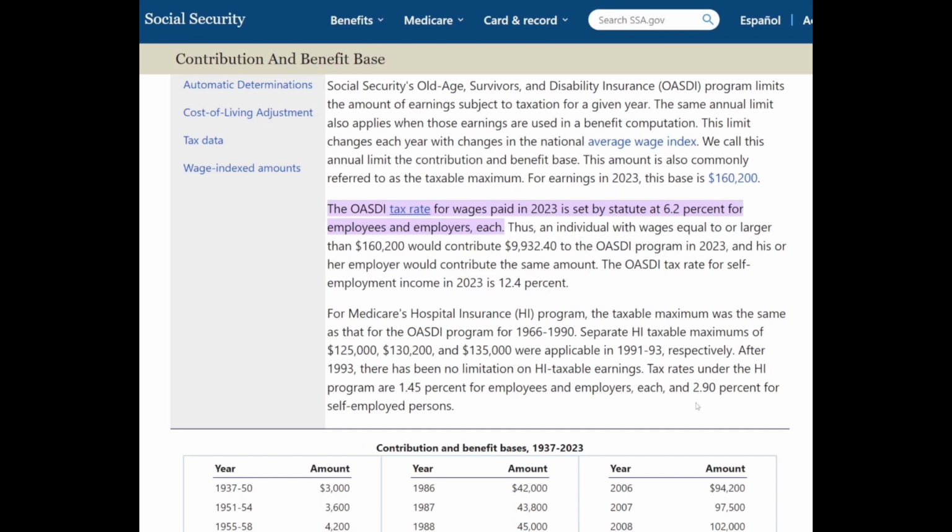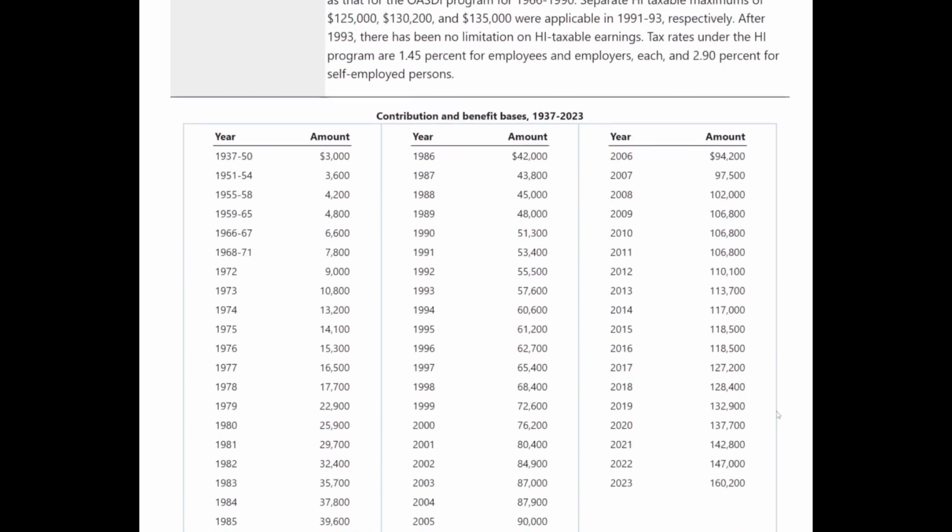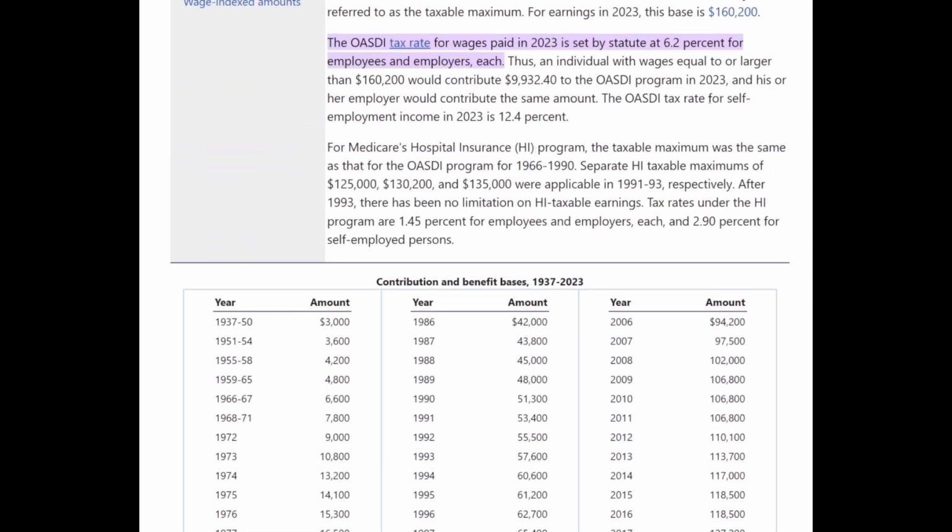So down here you can see this is the cap as far as what you're going to pay in Social Security taxes. So you can see in 2023, the most that you'll get taxed on is the first $160,200. So let's say that you're in a job where you make $170,000 a year. You're only going to pay Social Security taxes on the first $160,200. After that, that 6.2% should stop coming out of your check.